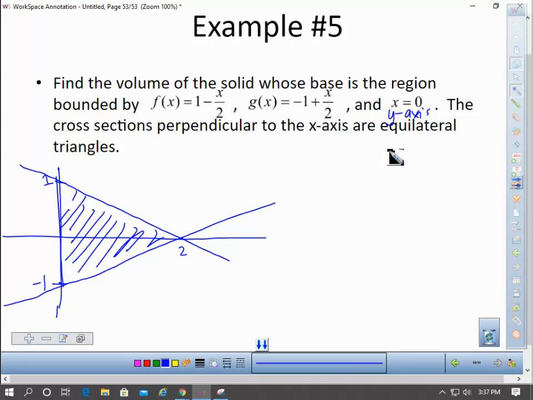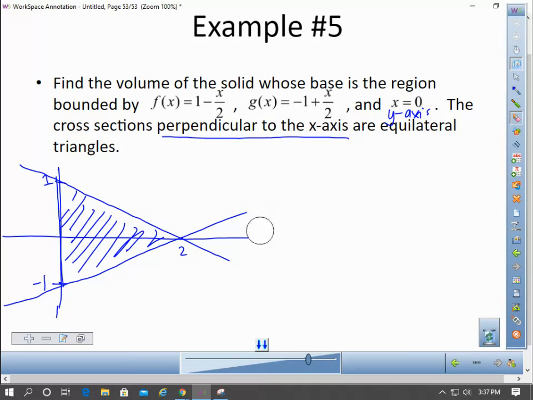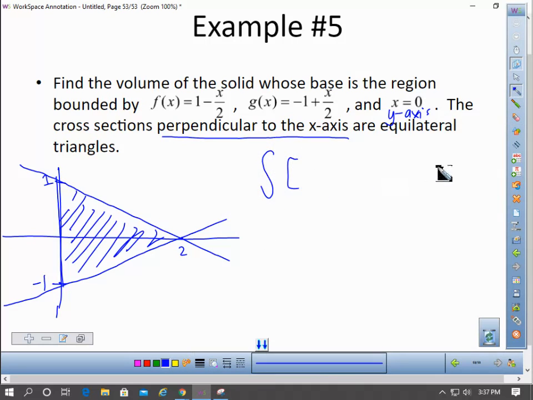So what are we building on there? It says the cross sections are perpendicular to the x-axis. Well, we're perpendicular to the x-axis, so that means whatever I integrate, I'm going to be in x's. So looking at my problem over here, I'm going to go from 0 over to 2. Because I'm perpendicular to the x-axis, I already know I'm in x's, so I already know I'm going 0 to 2.